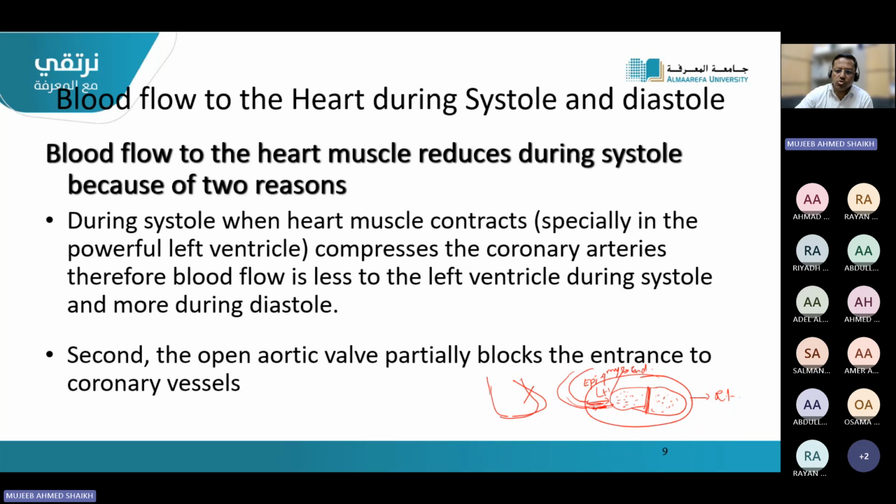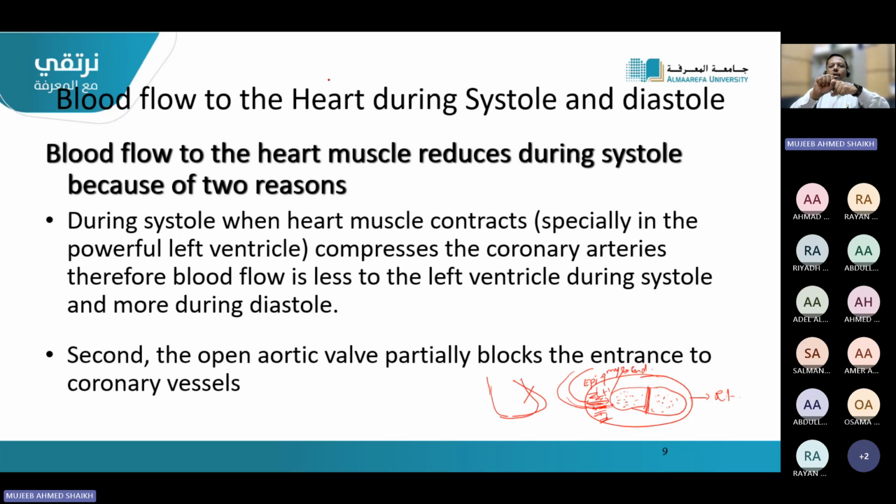What is happening during systole? There are two phases of the cardiac cycle: systole and diastole. What is happening in systole? Contraction. So the muscles are contracting. Let's say this is the artery and it is passing through the muscles. Once the muscle contracts, what will happen to the artery? It will constrict. There will be pressure from outside, so it will narrow down.